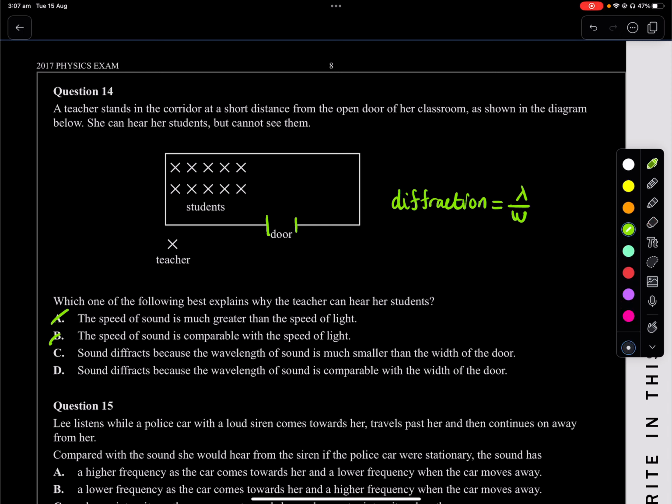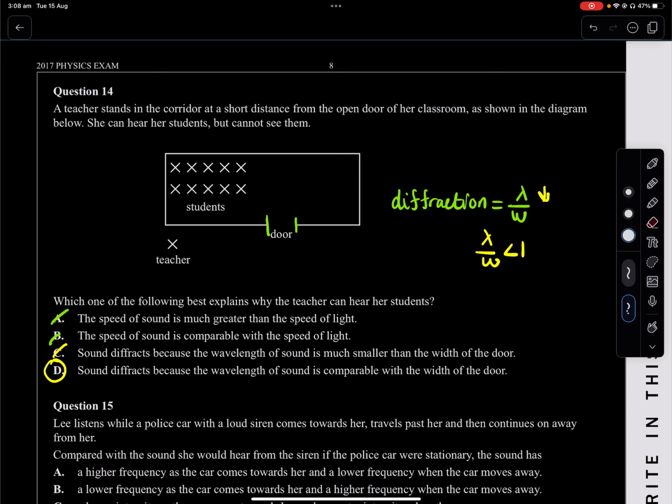So using this kind of ratio, let's look at the question. It says, sound diffracts because the wavelength of sound, so this wavelength over here, is much smaller than the width of the door. Okay, this is actually rubbish, because we're saying that the wavelength is smaller. If the wavelength is smaller, it means this ratio over here becomes less than 1, which means that diffraction is not occurring. So absolutely nope. C is not your answer. So it means only D is your answer, to be honest.